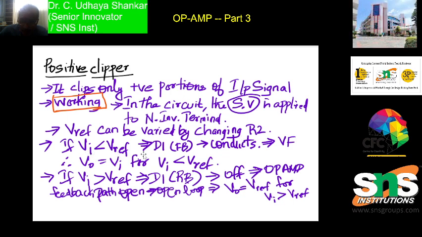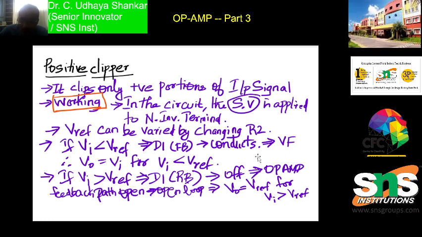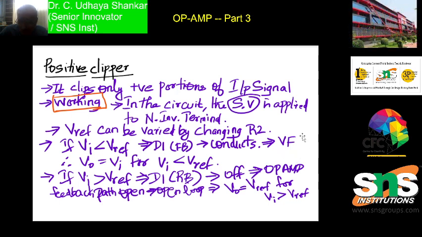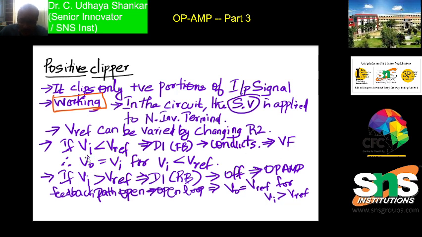If Vi is less than Vref, then you can see that the diode D1 will be forward biased, and hence it will conduct and act as a voltage follower. The same circuit will act as a voltage follower, because of which whatever input voltage is given will be converted to output for Vi less than Vref.